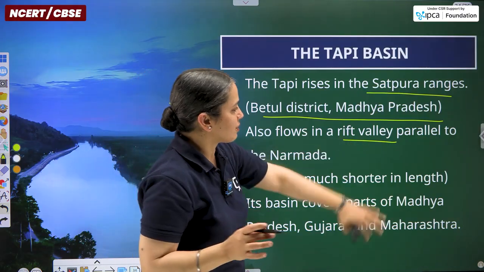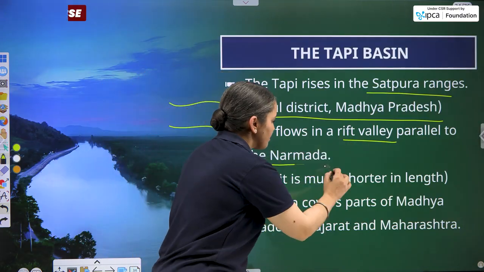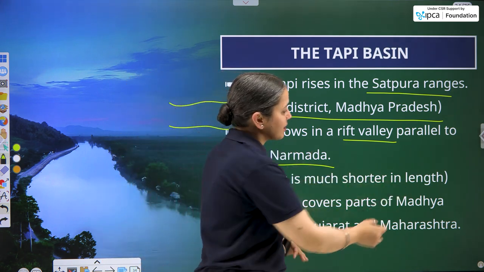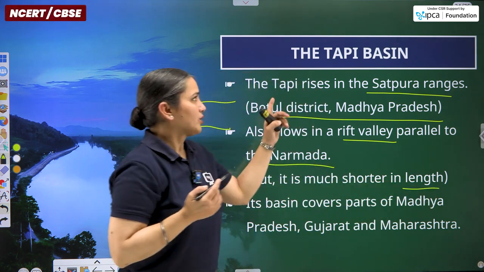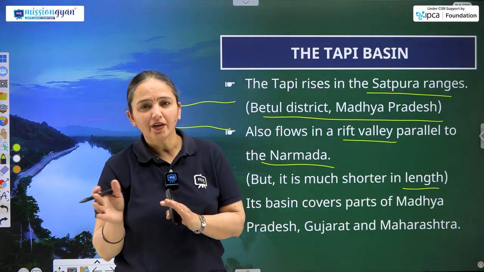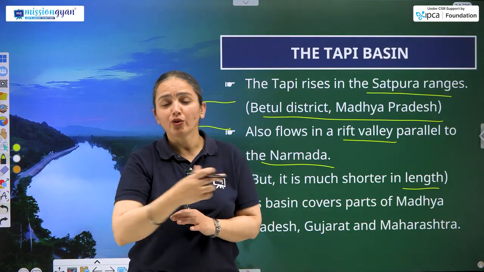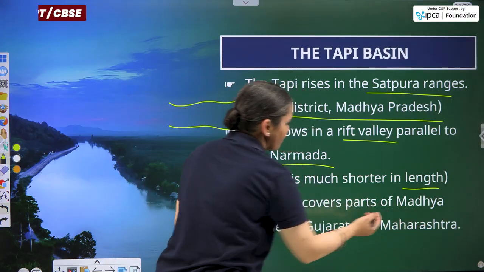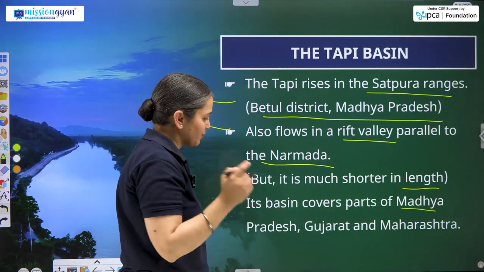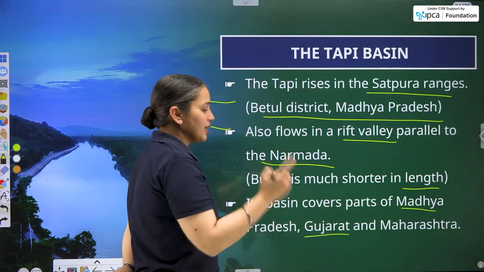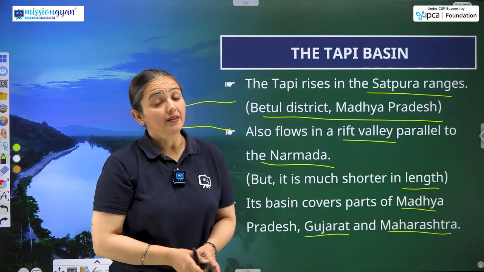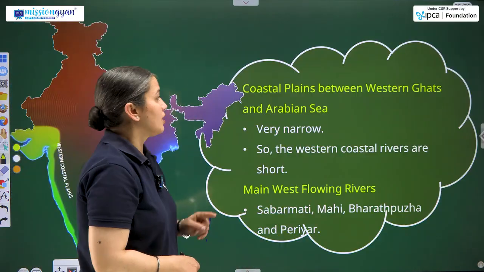So it also flows in a rift valley parallel to the Narmada. Just told you, but it is much shorter in length. So Tapi is smaller in length and in its drainage area. Its basin covers part of Madhya Pradesh. So Narmada and Tapi both cover Madhya Pradesh along with Gujarat. Again the same case, but Maharashtra is covered by Tapi, not by the Narmada over here.